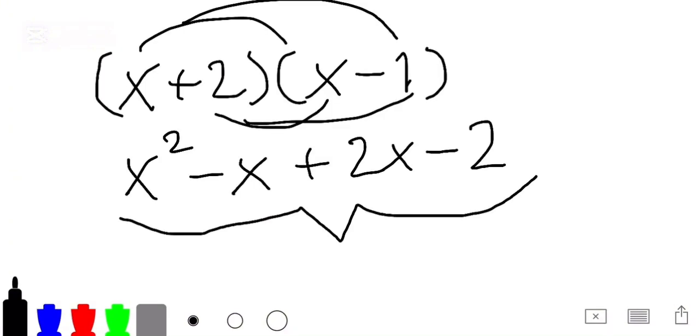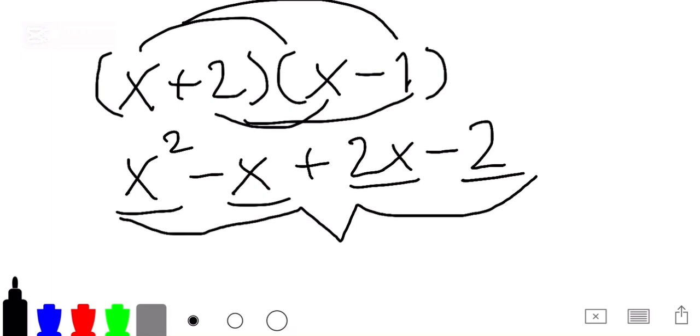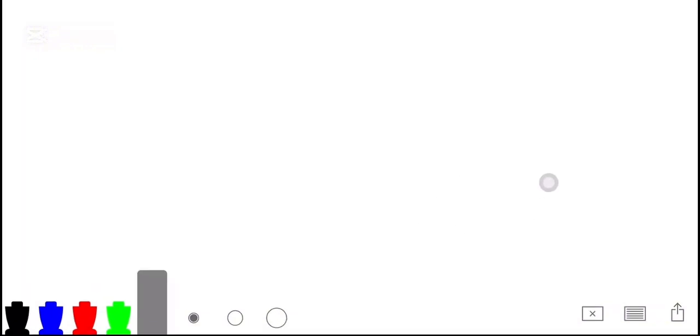Here's what I mean by the last tip. You can see there's 4 terms right here, right before we add like terms. And this is just a confirmation that you did the work right when multiplying binomials. And that's all. Multiplying polynomials is easy. You just need to know the rules.